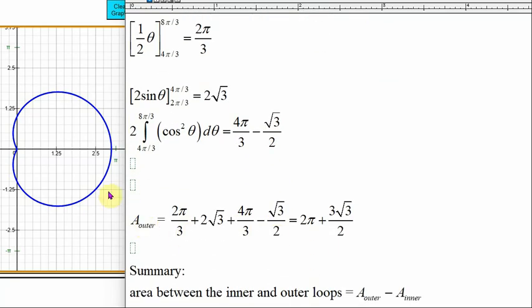And so the area of the region inside the outer loop will be 2 pi over 3 plus 2 times the square root of 3 plus 4 pi over 3 minus the square root of 3 over 2. And then simplify, we'll get 2 pi plus 3 times the square root of 3 over 2.